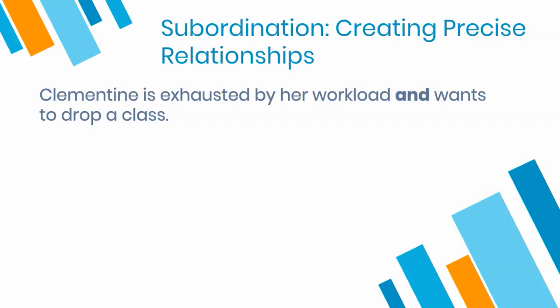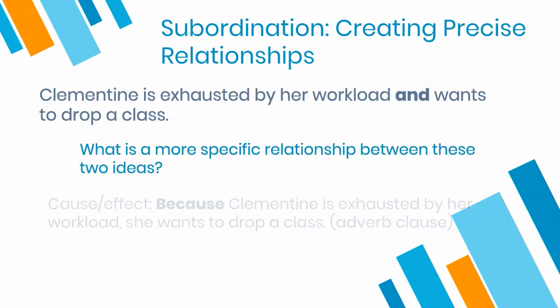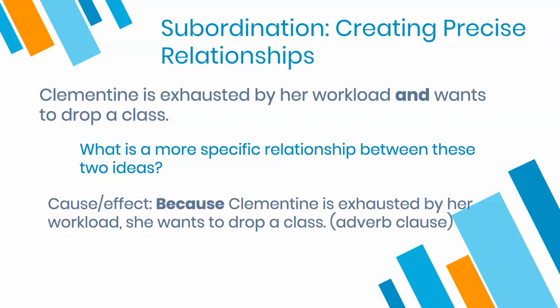So let's take a look at those other sentences that we said were inappropriately coordinated. Again, Clementine is exhausted by her workload and wants to drop a class. What is a better relationship between these ideas? She's exhausted by her workload. She wants to drop a class. Here there really seems to be a relationship of cause and effect or consequence. So we might say, because Clementine is exhausted by her workload, she wants to drop the class. Here we've created an adverb clause. So we've emphasized the fact that she wants to drop a class, and we've clearly communicated that this is because she's exhausted.